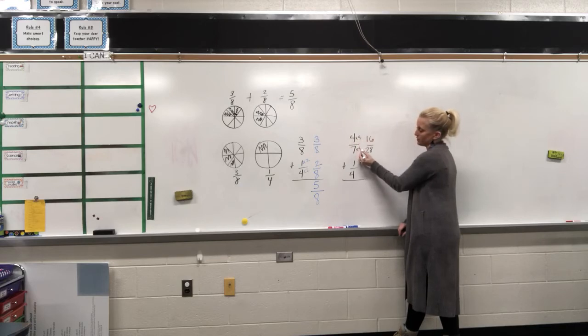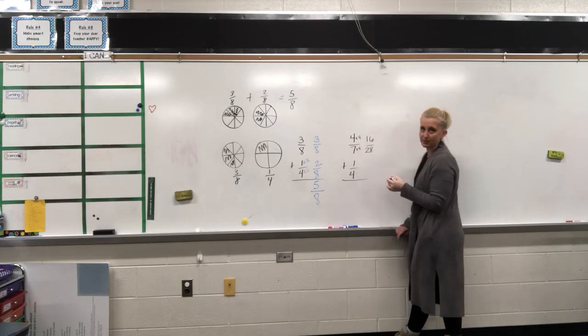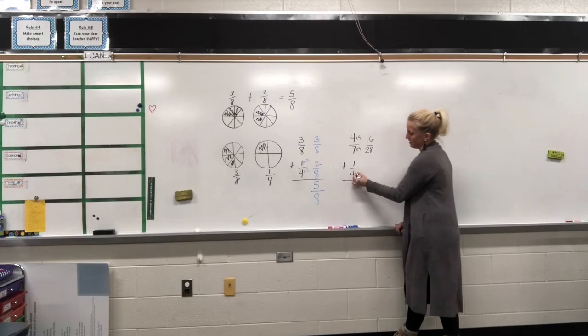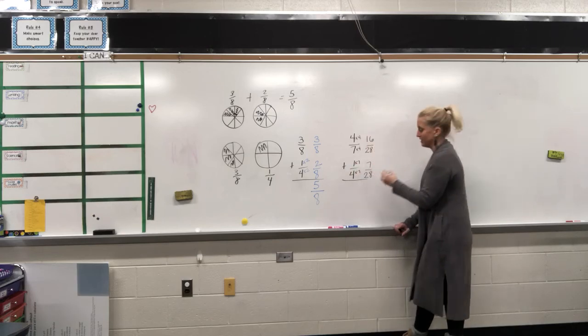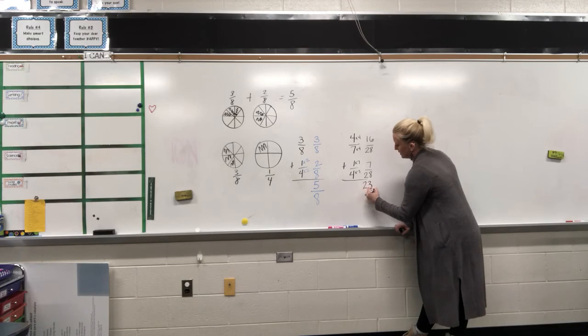Because whatever we do to the bottom, we have to do to the top to keep that equivalent fraction. And then 4 times 7 is 28. 1 times 7 is 7. So then we add 16 plus 7. So that's going to be 23/28.